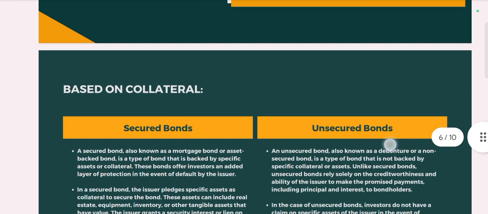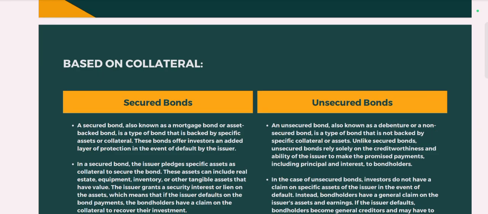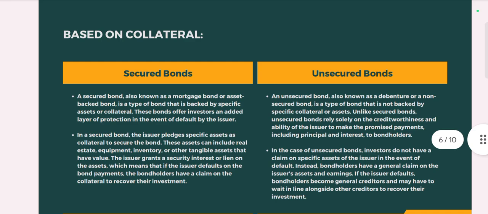Let's see second, based on the collateral: secured bonds and unsecured bonds. A secured bond, also known as a mortgage bond or asset-backed bond, is a type of bond that is backed by specific assets or collateral, and these bonds offer investors an added layer of protection in the event of default by the issuer.